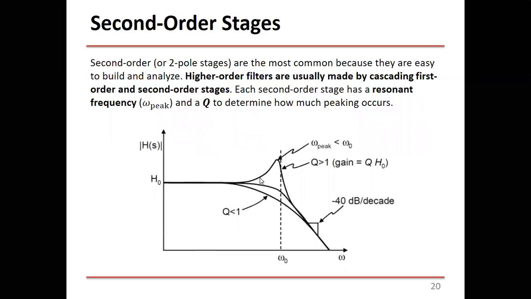Before that, we need to see what the frequency response of a second order filter looks like. Actually, this is not the magnitude of H of s, this is H of omega. We don't plot H of s, this is H of omega, because it's a function of omega, right? How do we get H of omega from H of s? We substitute every s with j omega.